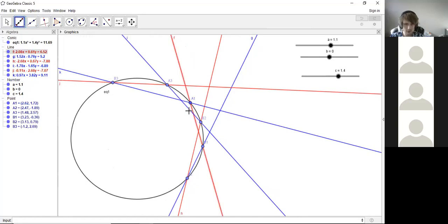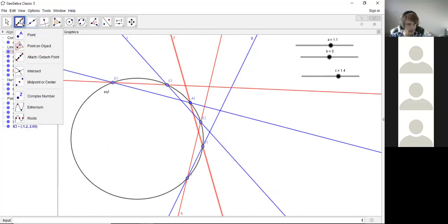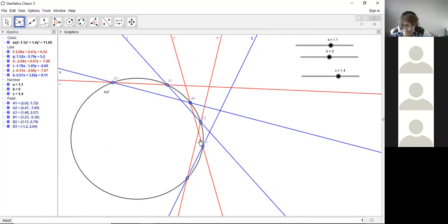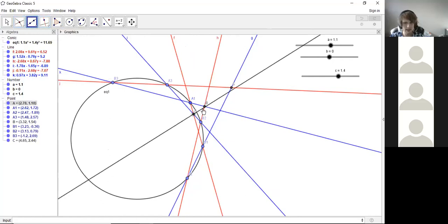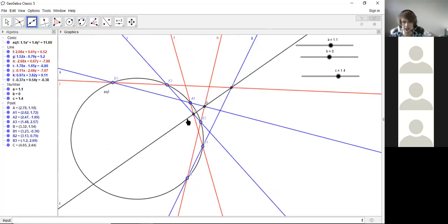So again, the three red lines multiplied together make a cubic curve. Oh, wait, I don't want to intersect. That's the tool. And let's see, this one here, and finally these two. So if I draw a black line through A and B, the product of the black line with the conic is a cubic curve, which passes through A1 through A3, B1 through B3, and A and B. So therefore, it has to pass through C, according to the cubic Cayley-Bacharach theorem.